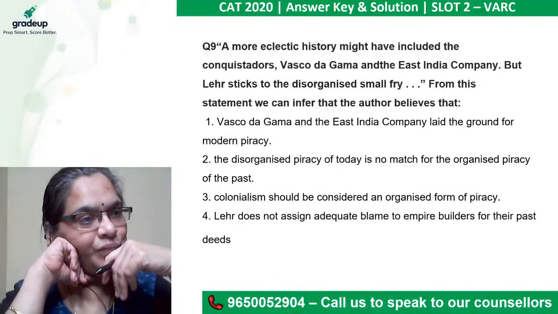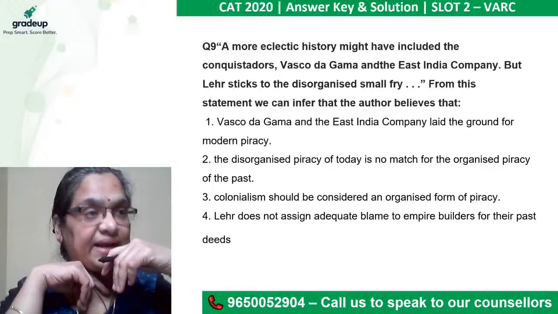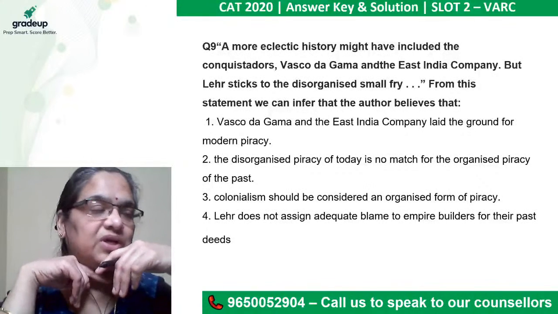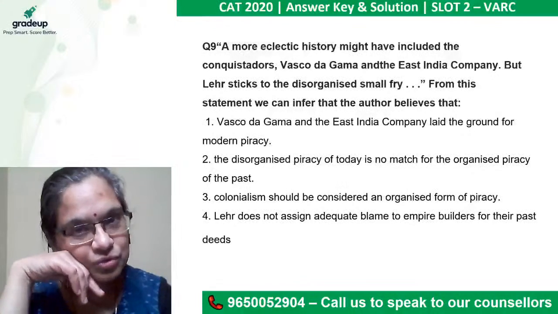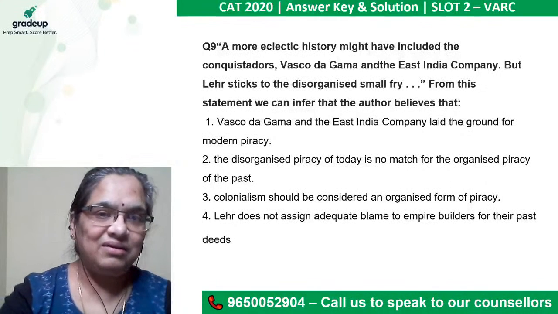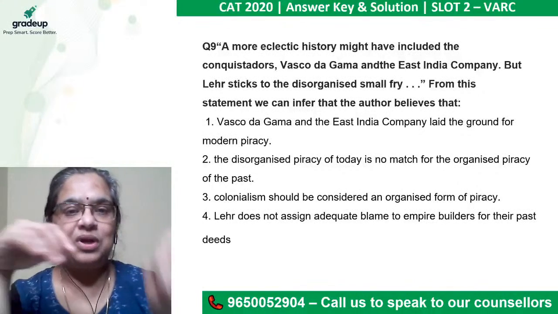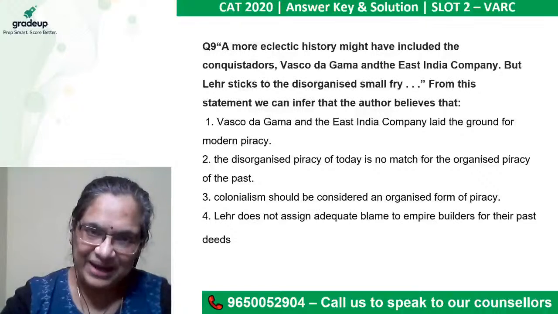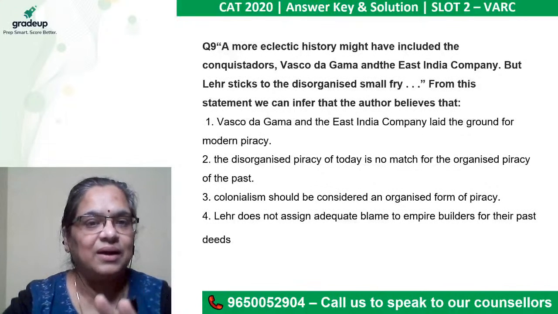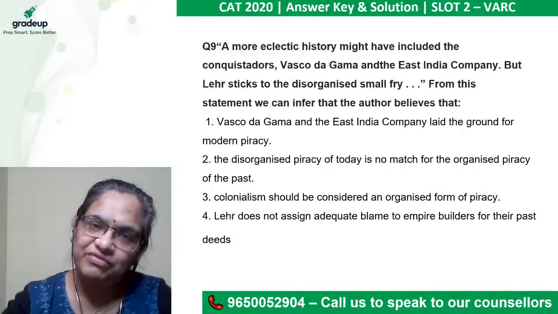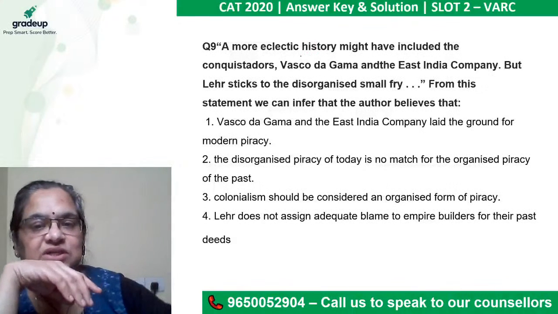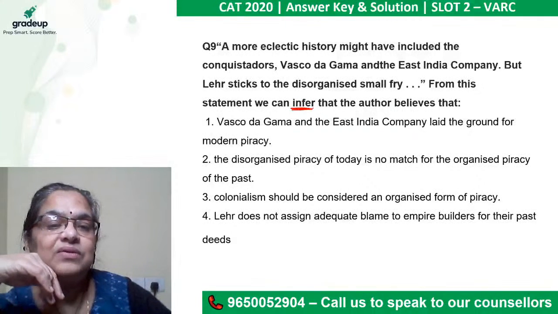Question 9. A more eclectic history might have included conquistadors, Vasco da Gama and the East India Company, but Lair sticks to the disorganized small fry. The author says, Alexander also could be considered a pirate. The difference between a great general of the sea who won battles on the sea and a pirate is the scale. Emperors and generals get much more. And he says, if you had really gone into the history of piracy in a more eclectic manner, like taking from various sources, you would have included a lot of other names like Vasco da Gama, East India Company. But Lair sticks only to these small fry, these small pirates along the coast of Somalia and things like that. Based on this, the question is asking, what can you infer that the author believes?